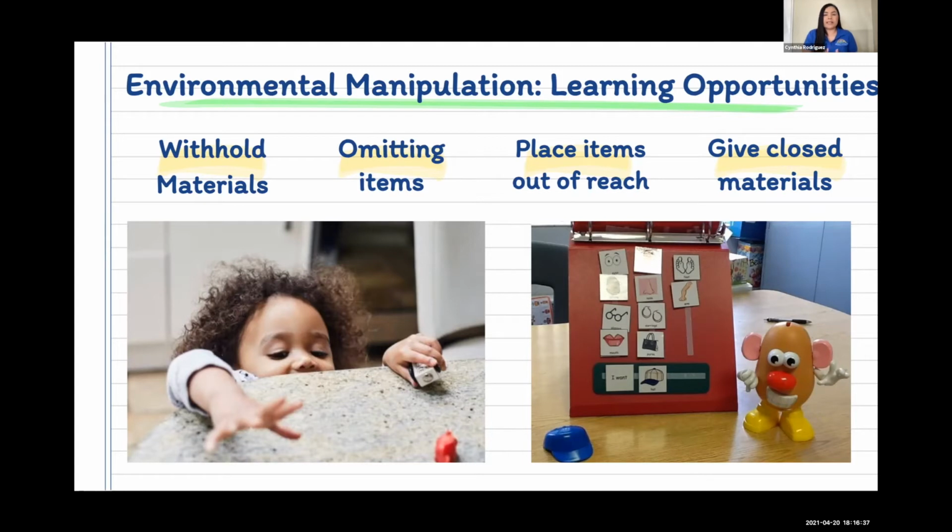And it could be something as simple as giving us eye contact or pointing to the item. And that's when we'll start giving those items that they want because they requested them. Another thing is by omitting items. And this is very important.